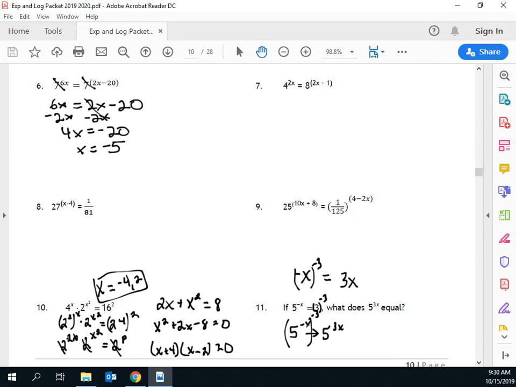So the first thing we know, it's negative. So that means it's going to be 1 over 3 cubed. What's 3 to the 3rd, guys? 27. Okay?